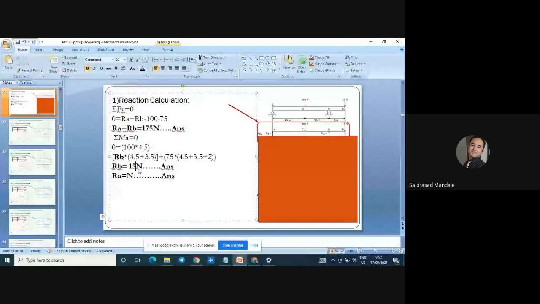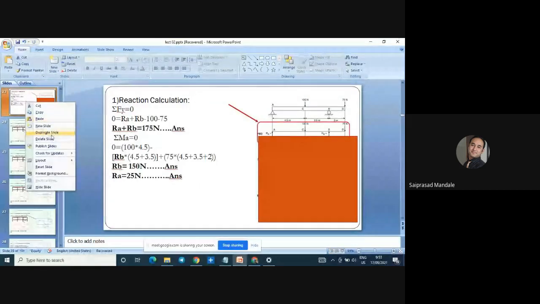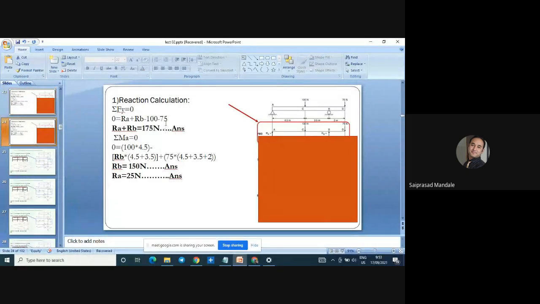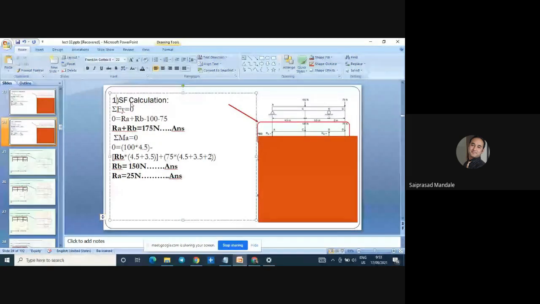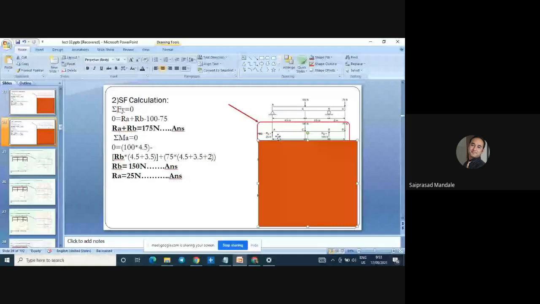Very good. If RB is 150 Newton, what is the value of RA? By default, it is 175 minus 150, which is 25. Very good, thank you. This is the first step. Now I'm going to calculate step number 2, which is the SF calculation. So RA is 25 and RB is 150, correct. You can check in the diagram.